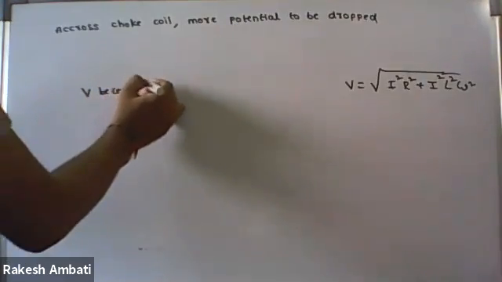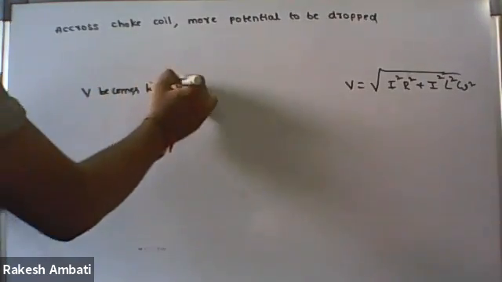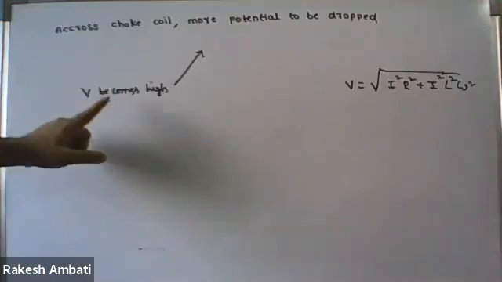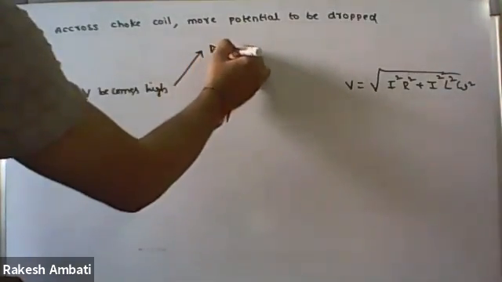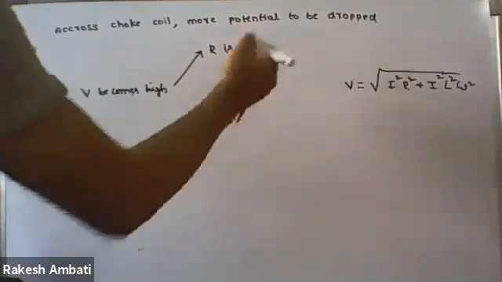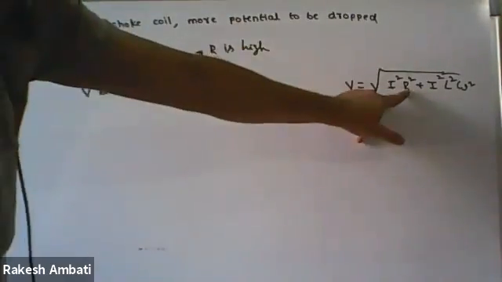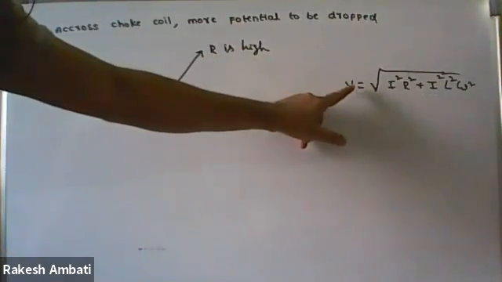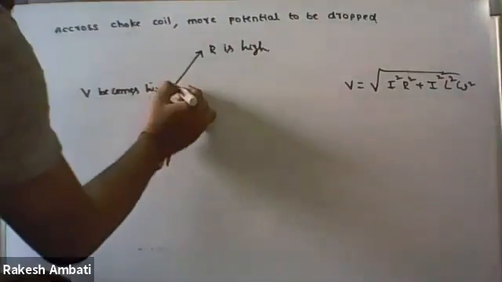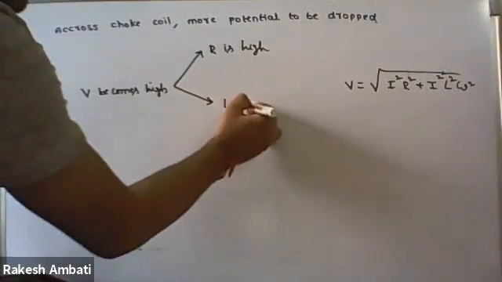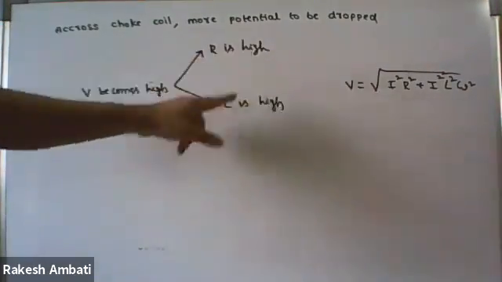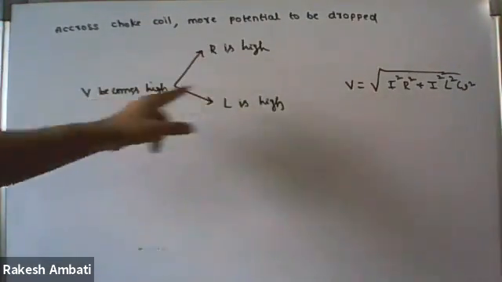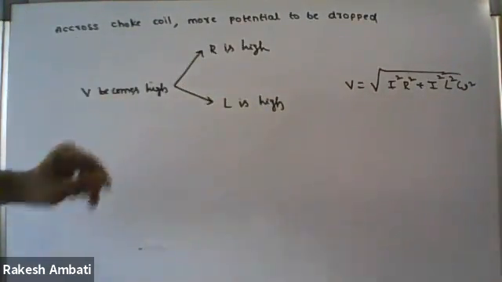Now please answer. V can be increased in how many conditions? 2. If resistance is high, more potential drop takes place. And the second way is L is high. So if R is high or L is high, then the resultant potential V becomes high.